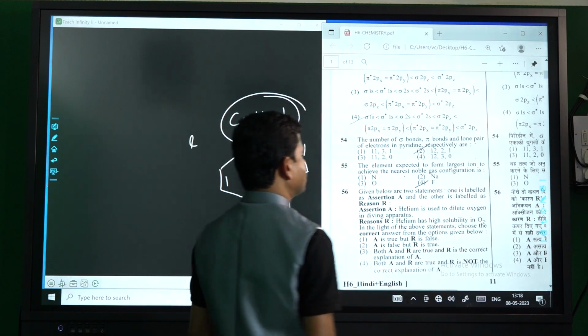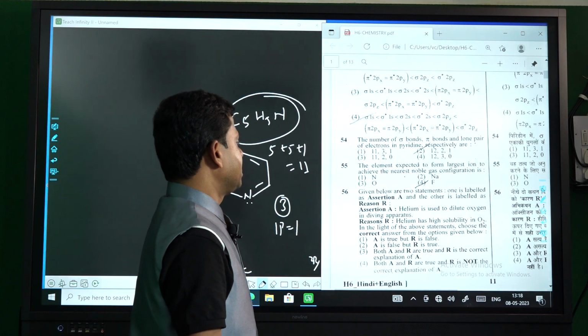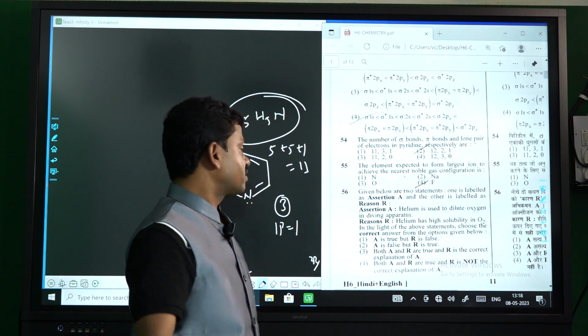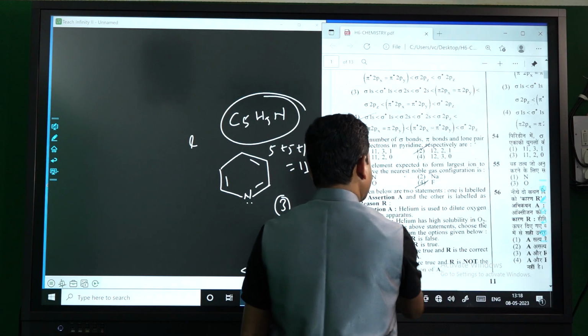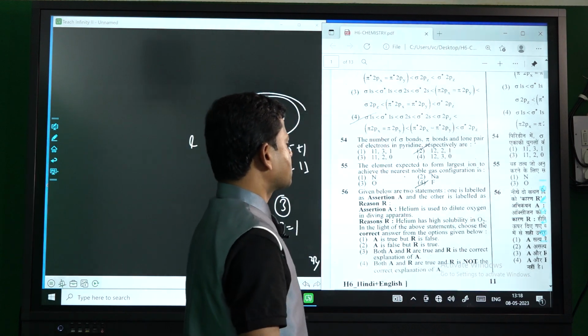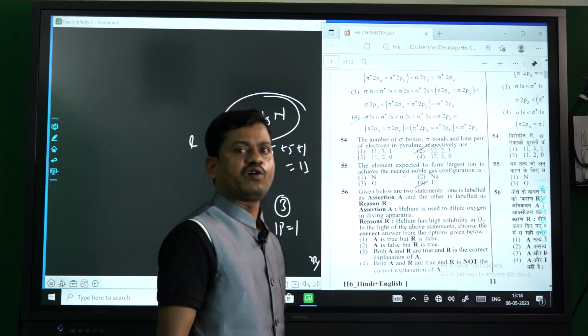Helium is used to dilute oxygen in diving apparatus. That statement is correct. Helium has a high solubility. No, dear students, helium has a low solubility in any gas, not only oxygen.